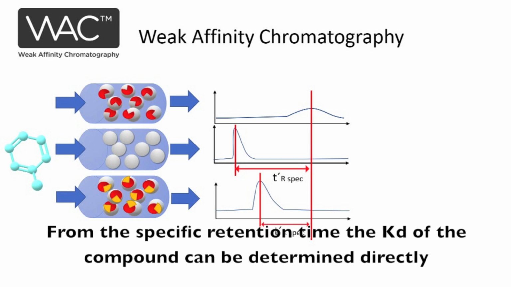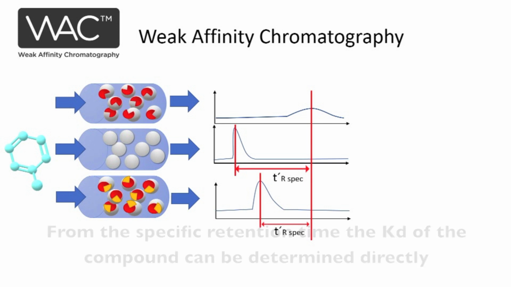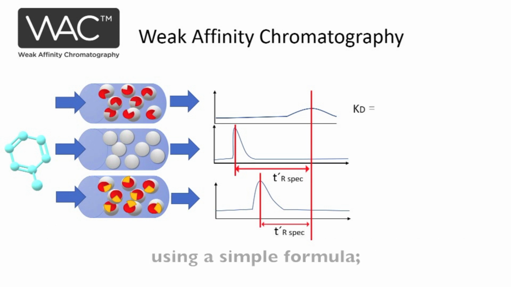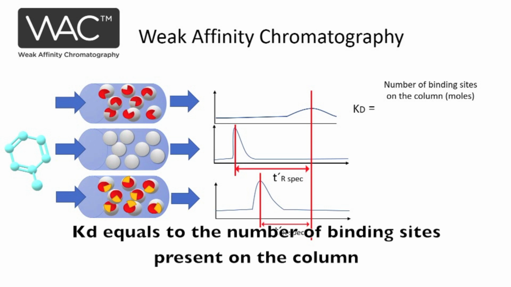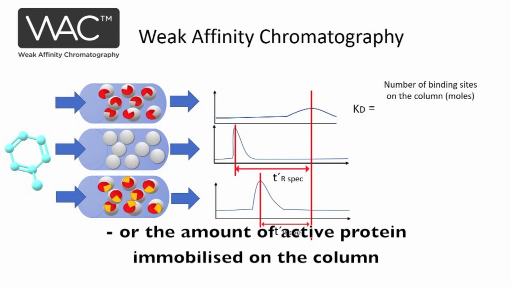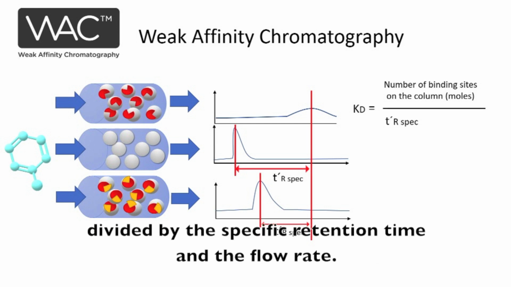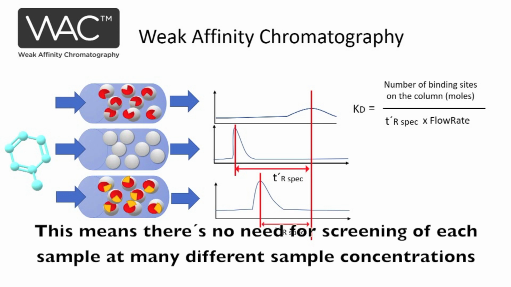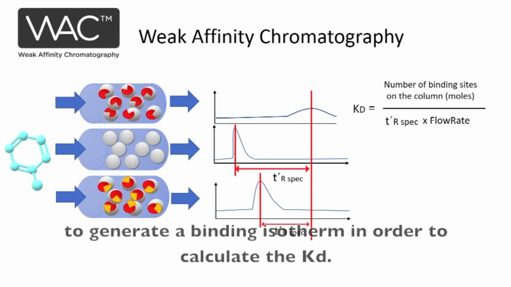From the specific retention time, the KD of the compound can be determined directly using a simple formula. KD equals the number of binding sites present on the column, or the amount of active protein immobilized on the column, divided by the specific retention time and the flow rate. This means there is no need for screening of each sample at many different sample concentrations to generate the binding isotherm in order to calculate the KD.